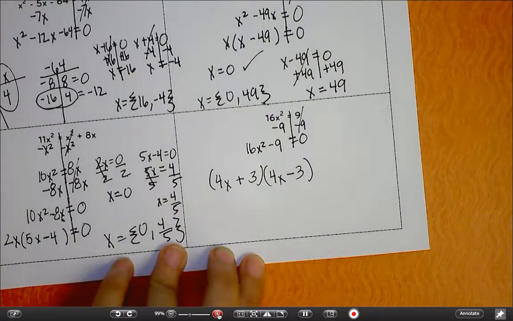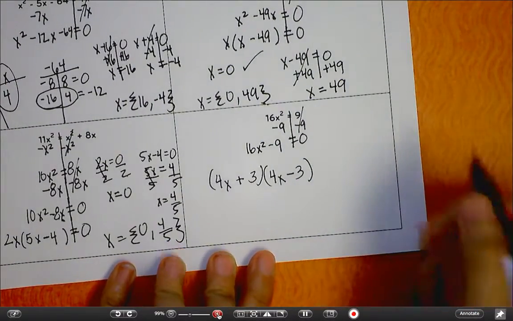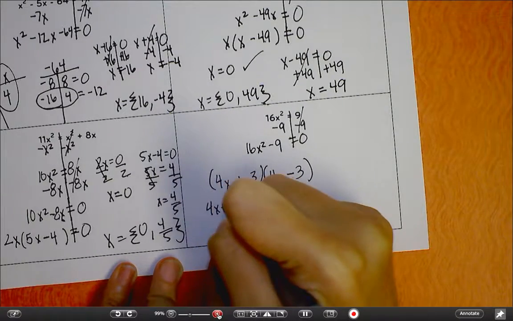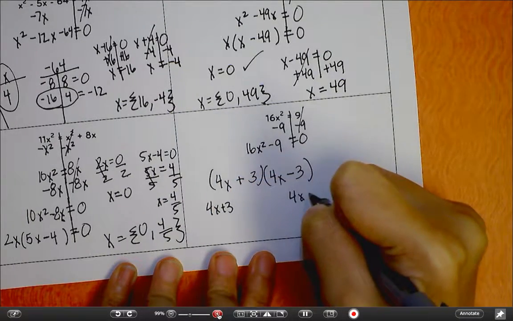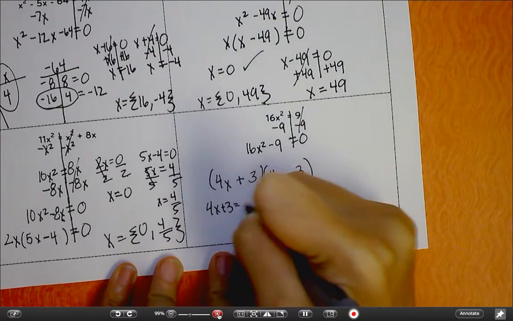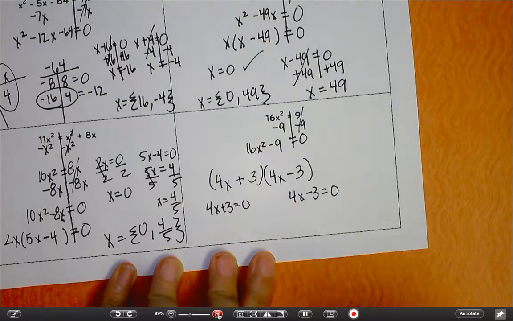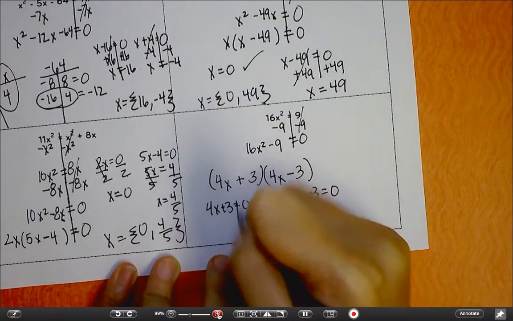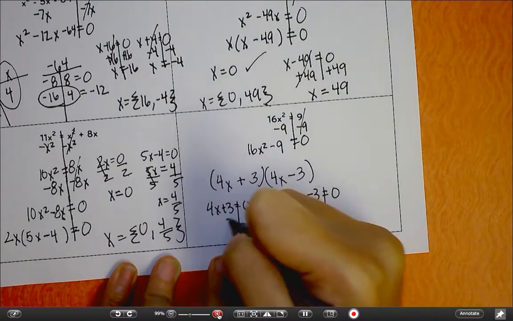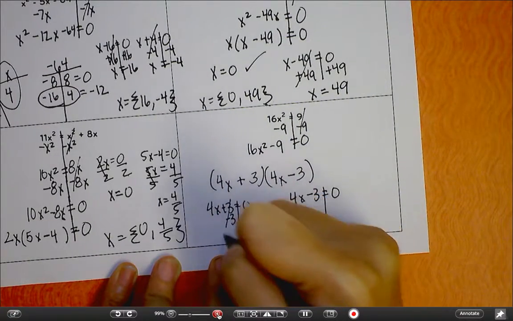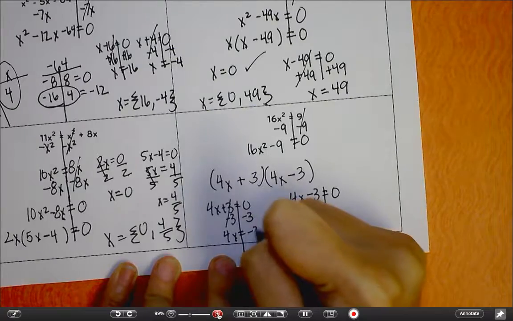Here are my two factors. I have to set them to 0. 4x plus 3, 4x minus 3, set them both to 0. And solve for x. Draw your line. I'm going to subtract 3 from both sides. Now I have 4x equals negative 3.